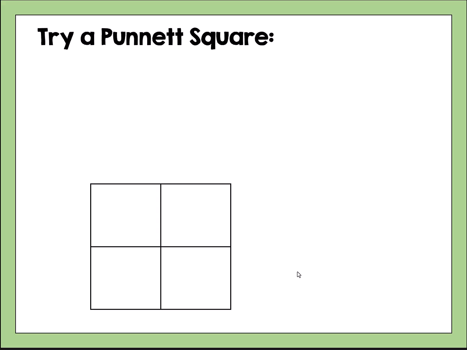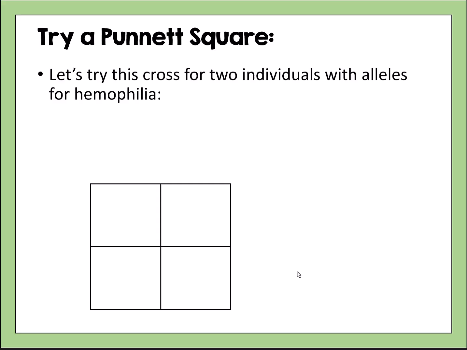These are interesting traits, but they are a little bit trickier than the other traits we've been working with. So that's why we saved those for the end. So let's try this cross for two individuals with alleles for hemophilia. Let's say we have a carrier female who inherited one X chromosome that happens to have that hemophilia allele on it. And if she reproduces with a male that also carries that hemophilia trait, we'll do a Punnett square to show how this will turn out for their offspring.